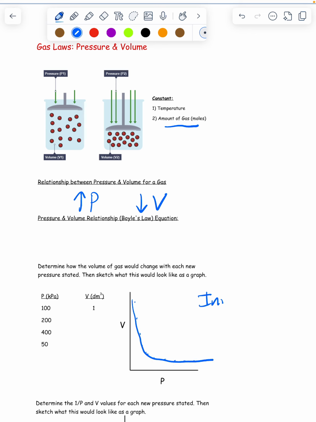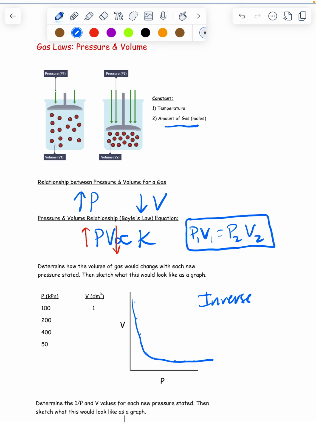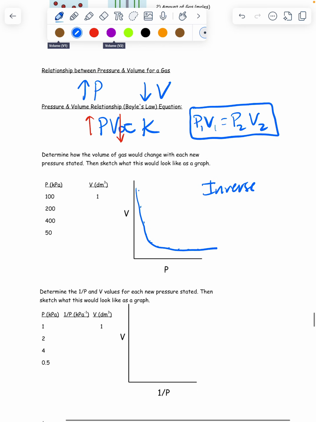So this is inverse. And when you have an inverse relationship, you can say that pressure times volume will be proportional to some constant. That means as pressure goes up, the volume has to go down by the same amount in order for them still to equal the same value. It can also be written like this: P1 V1 equals P2 V2. So this is Boyle's law in an equation. As pressure goes up, volume has to go down by the same factor.